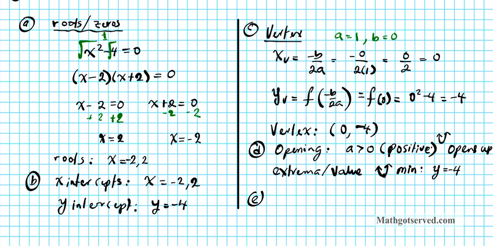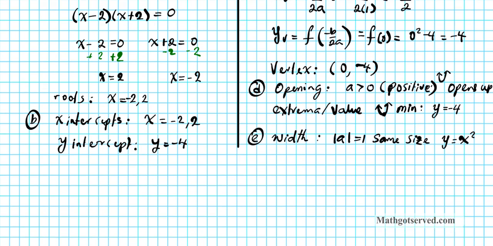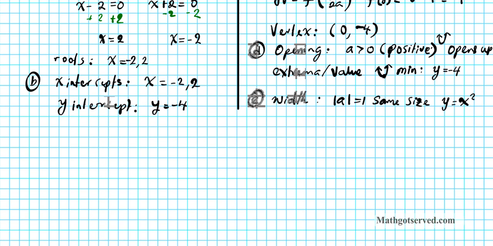All right, next thing we need is the width. So the width depends on the magnitude of a. So the absolute value of a is equal to 1. It's going to be the same size as your parent quadratic y equals x squared. Okay? So now we have enough information to generate a graph of the function.